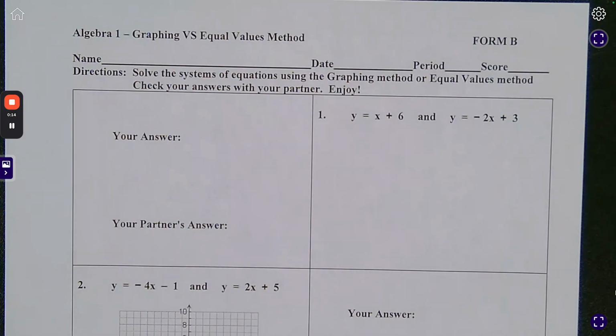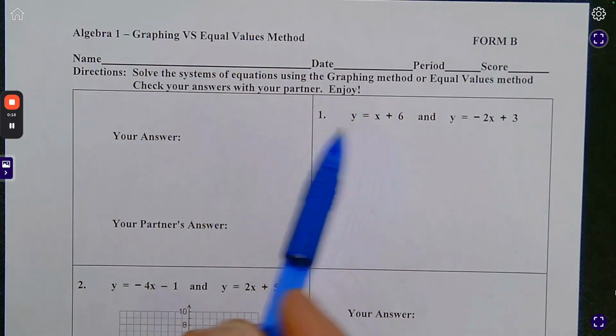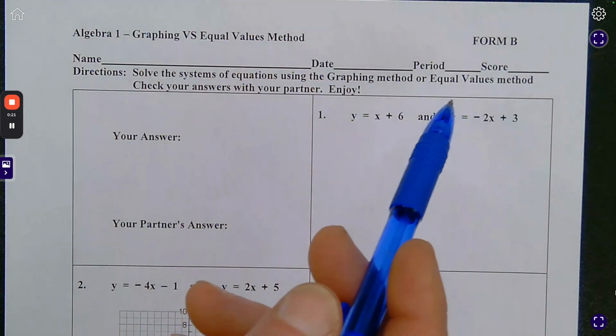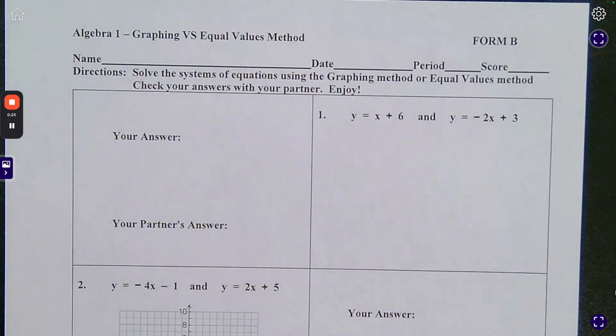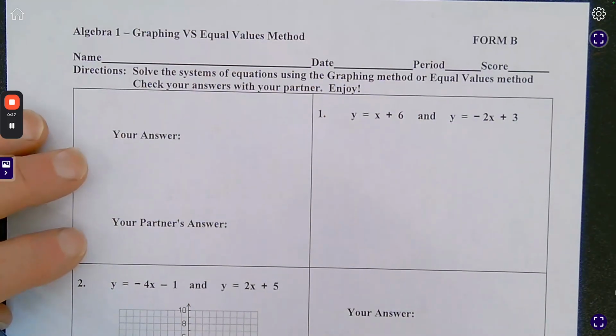We're going to graph and use the equal values method. This is a partner activity. Your partner is going to graph these two equations and find the point of intersection. You're going to use the equal values method to find the point of intersection, and then you're going to compare answers, all right? Good times, good times.